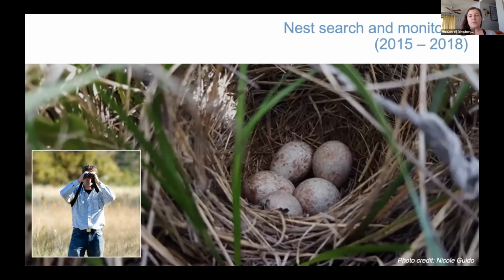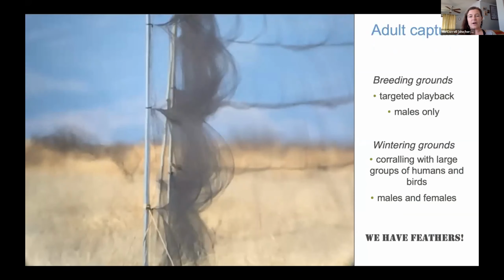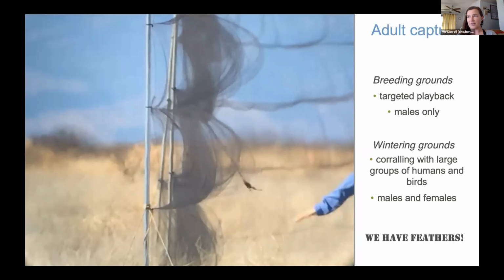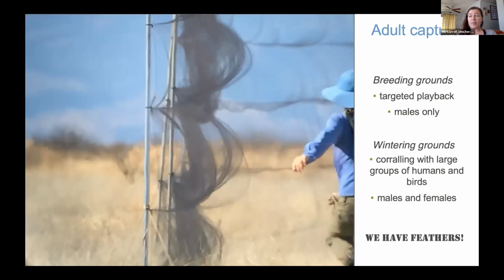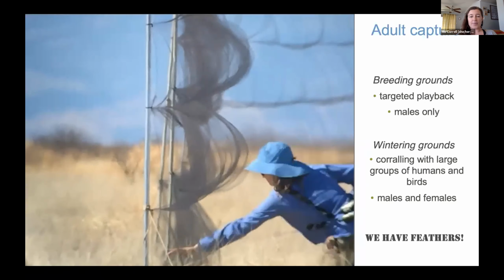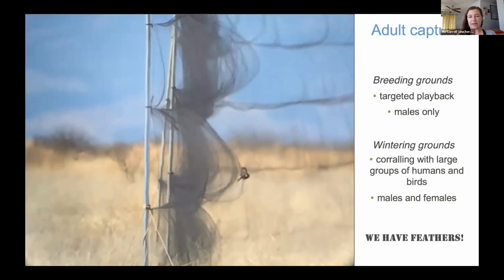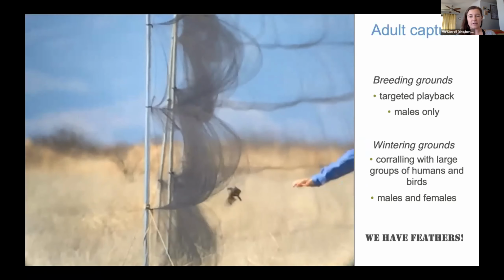So at our breeding ground sites, we collected a lot of demographic information. Nest search and monitoring data was something that we collected every year from 2015 to 2018. We used both opportunistic and standardized nest search methods, and then monitored these nests every 3 days till fledge or fail. We also captured adults on the breeding and wintering grounds, and we used slightly different methodologies to catch these birds. On the breeding grounds, we used targeted playback using conspecific playback, and we only tagged males. And that was because we found from an early pilot study that tagging females could cause nest abandonment, so we didn't want to do that.